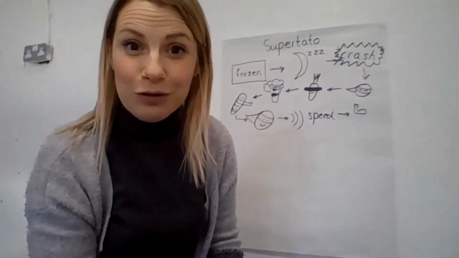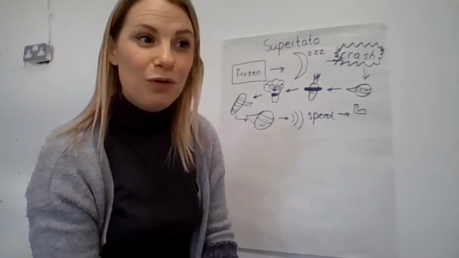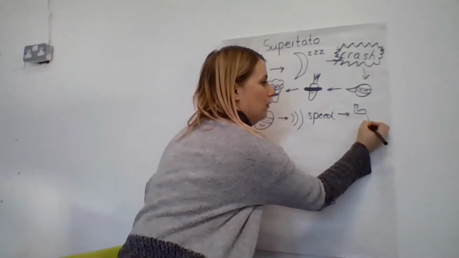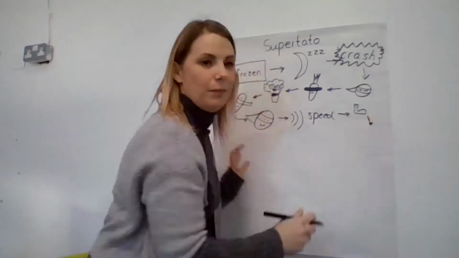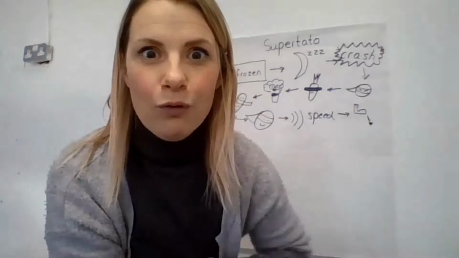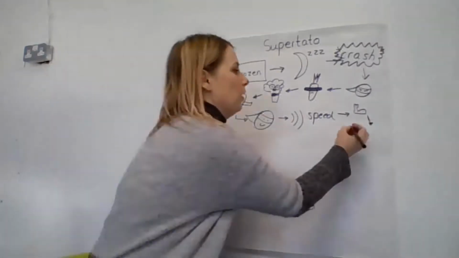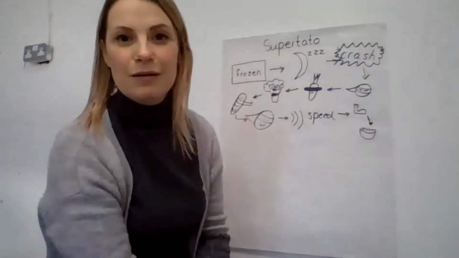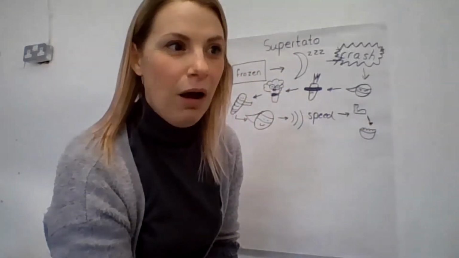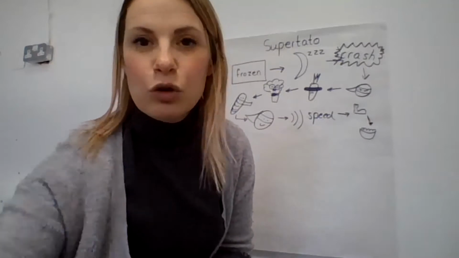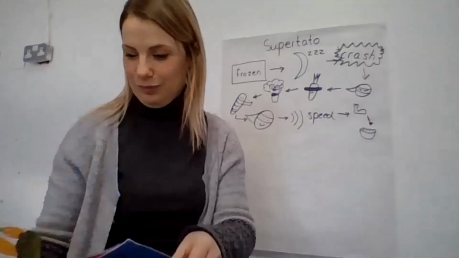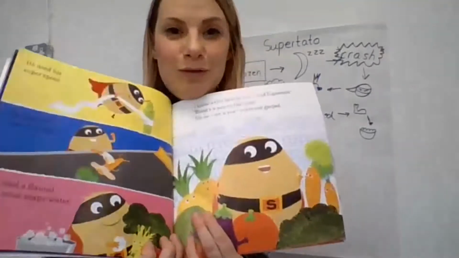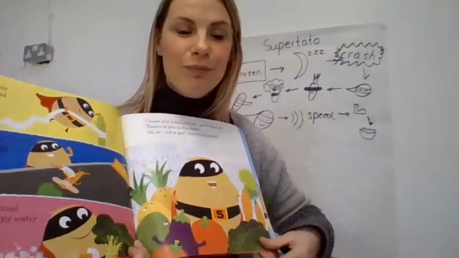Well, he rescued the vegetables, didn't he? So, first of all, he got a big bowl of water and some soapy water. Get a big bowl of soapy water to clean up the broccoli. What happens next? Shall we have a look? So look, here he is. He's rescued everyone. He's cleaned up the broccoli.